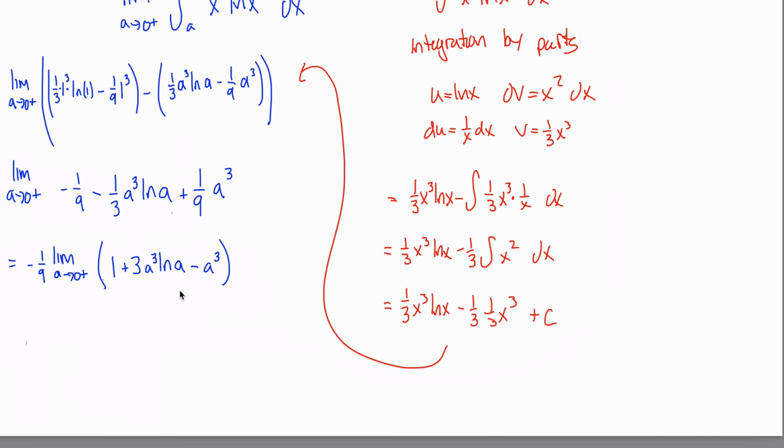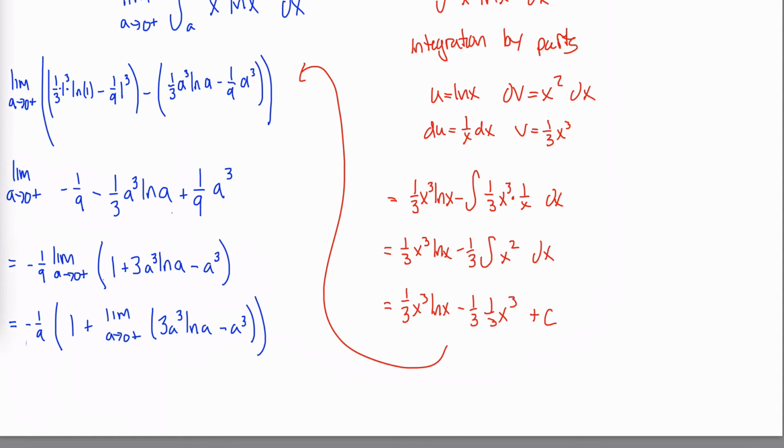So how do I deal with this limit here? I'm actually going to take it one step further. I'm going to say this is equal to 1/9 times the limit as a approaches 0 from the positive side of 1, which is just 1, plus the limit as a approaches 0 from the positive side of the rest of this stuff: 3a cubed natural log of a minus a cubed.